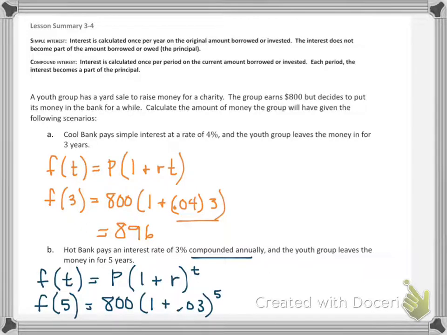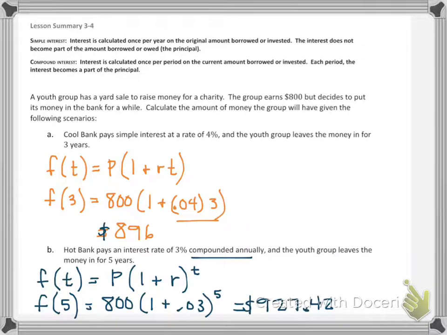So this time we have to, again, follow the order of operations. That's parentheses first, so 1 plus 0.03 is 1.03. Then raise that to the 5th power, and then multiply by 800. And when you do that, the compound interest over 5 years is 927.42.